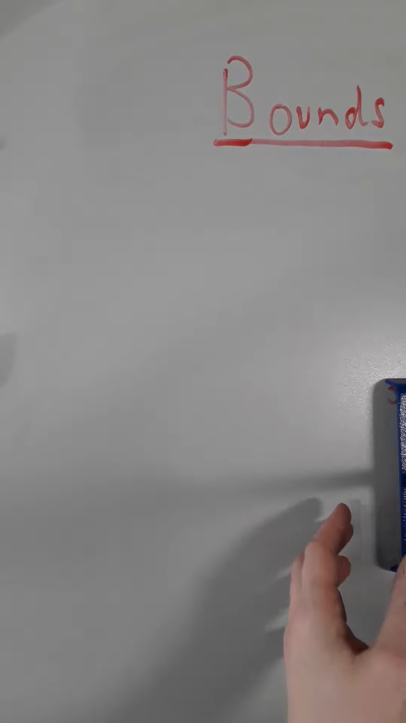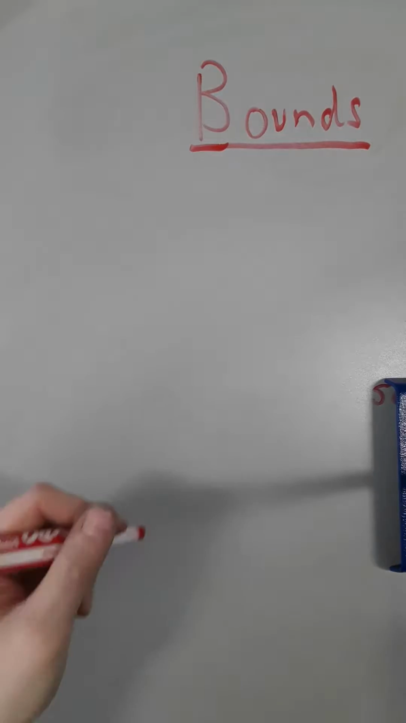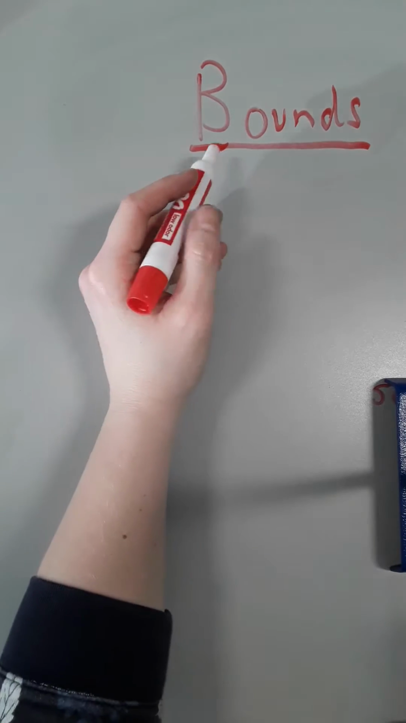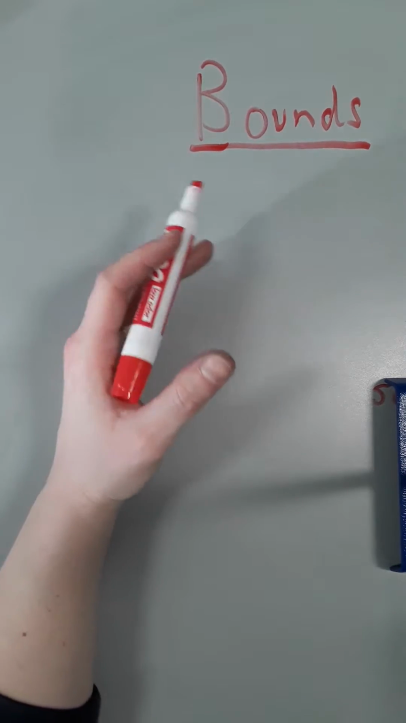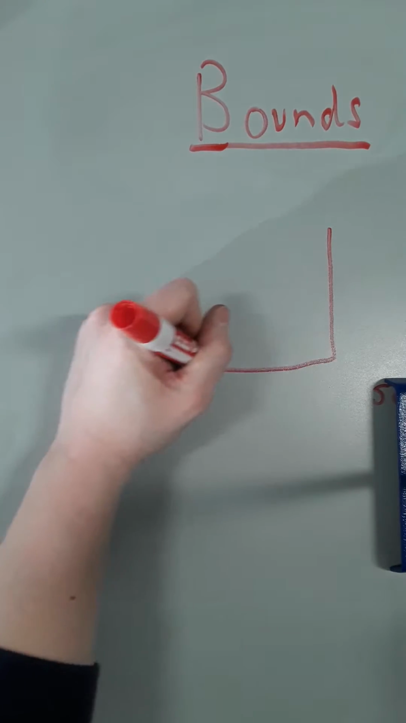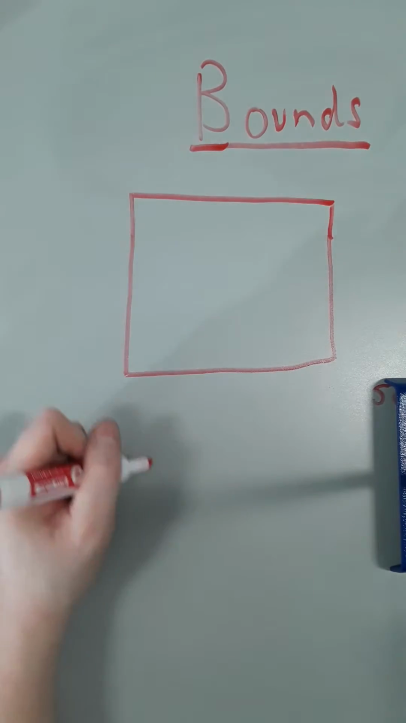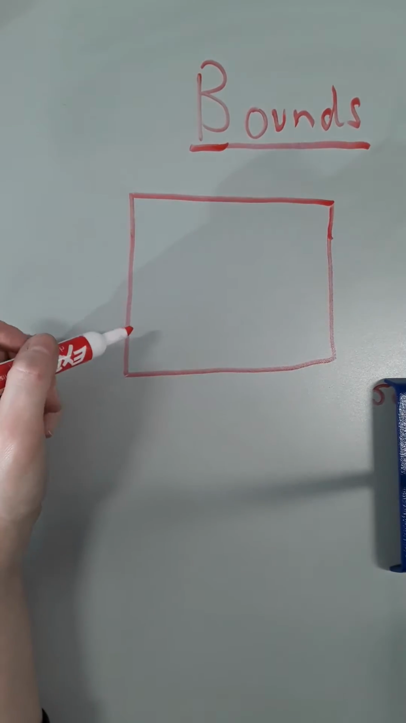So today I wanted to talk to you about bounds. Now the word bounds is just a shortened version of boundary. Okay, so if you had a house, you have a boundary which would be the wall of your garden around it or the fence of your house. Numbers are exactly the same.